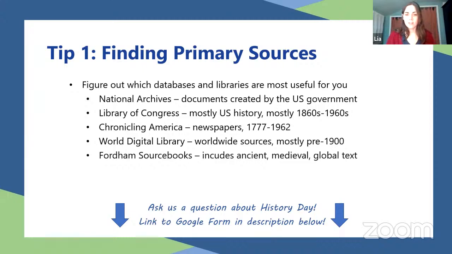Another collection that I like to recommend is called Fordham Source Books. It is run by Fordham University. So we know that universities are one of the institutions that we can always trust. They're the ones who are producing knowledge. They are the ones doing the research and making it available to everybody. And I like Fordham Source Books because not only does it have some modern history topics, but it's one of the rare collections that also includes ancient, medieval documents and global documents from all over the world and all throughout history.